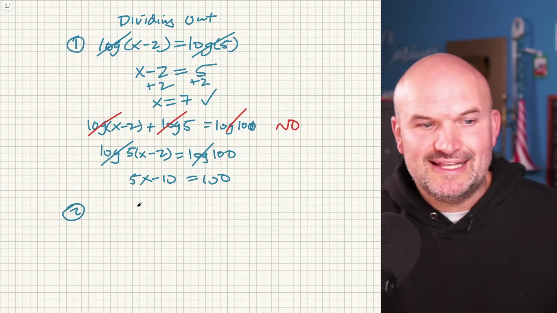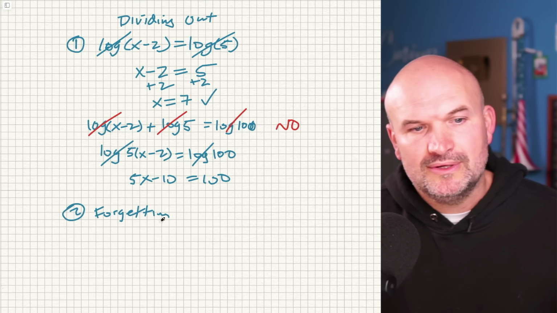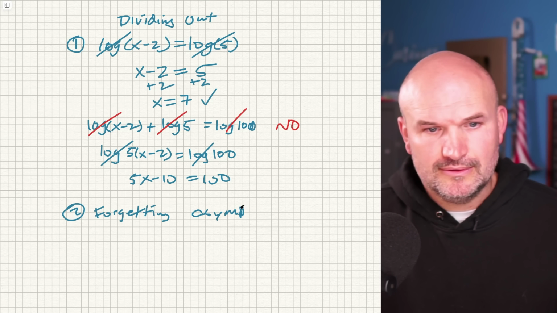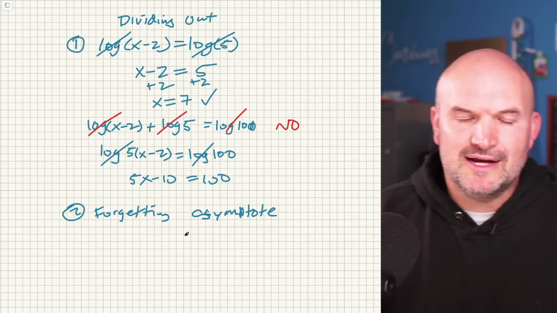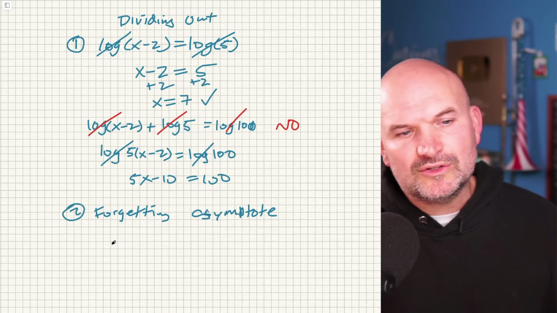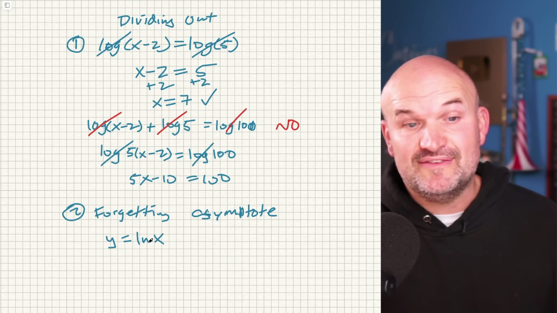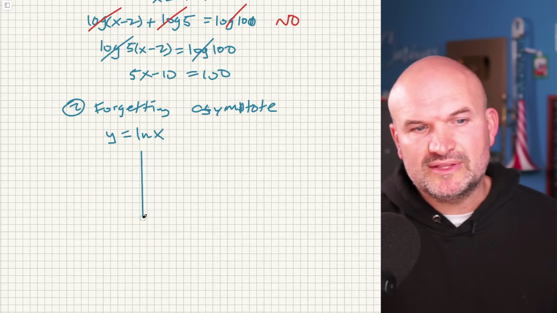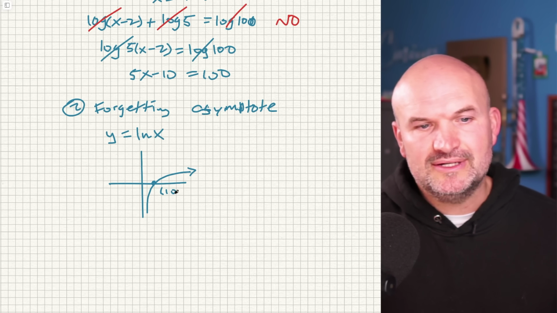The next mistake that I see students make is forgetting their asymptote. So, ladies and gentlemen, asymptote. All right. So when we're looking into graphing an asymptote, we have y equals ln of x. I'm just going to use a parent graph. It's very, very important to remember what the parent graph looks like. So we know that's going to have an x-intercept at (1, 0).